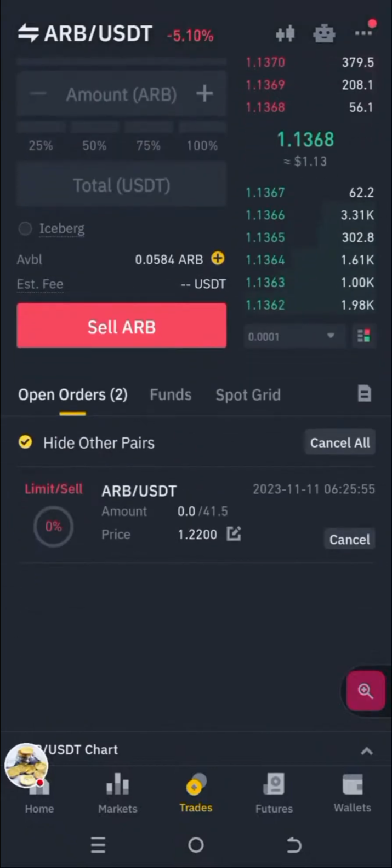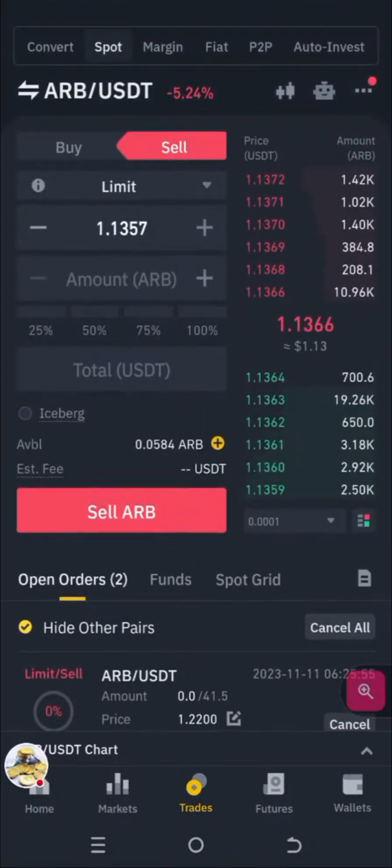So I'm just going to set it to get that, so that even if it takes me 1 or 2 days, once it gets to 1.22, my take profit or my sell limit will be triggered, and I will get the money and the profit that goes with it.